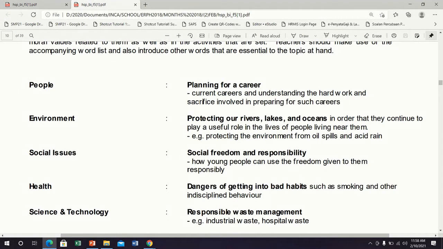All right, and so I would like you to pay attention to this one right here. Social issues, social freedom and responsibility, how young people can use the freedom given to them. And so if you remember, there was one real SPM exam question that came from this theme about teenagers and their freedom of making their own decisions. I don't remember which year that was.